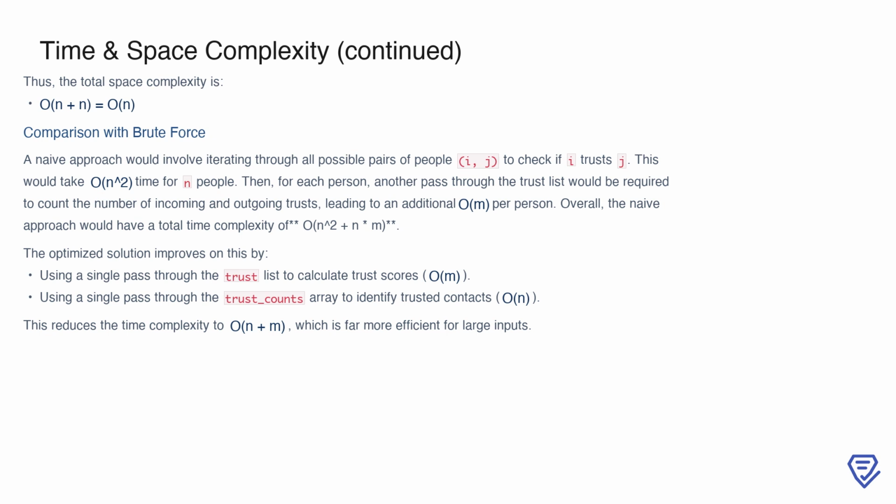In contrast, the optimized solution minimizes the work by using a single pass through the trust list to compute trust scores in O(m), followed by a single pass through the trust_counts array to identify trusted contacts in O(n). This reduces the overall time complexity to O(n + m), making it significantly more efficient, especially for larger inputs.